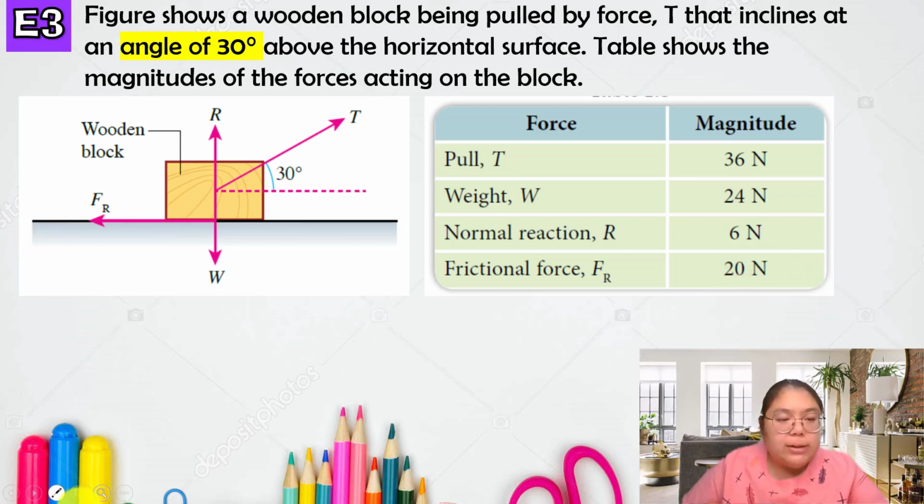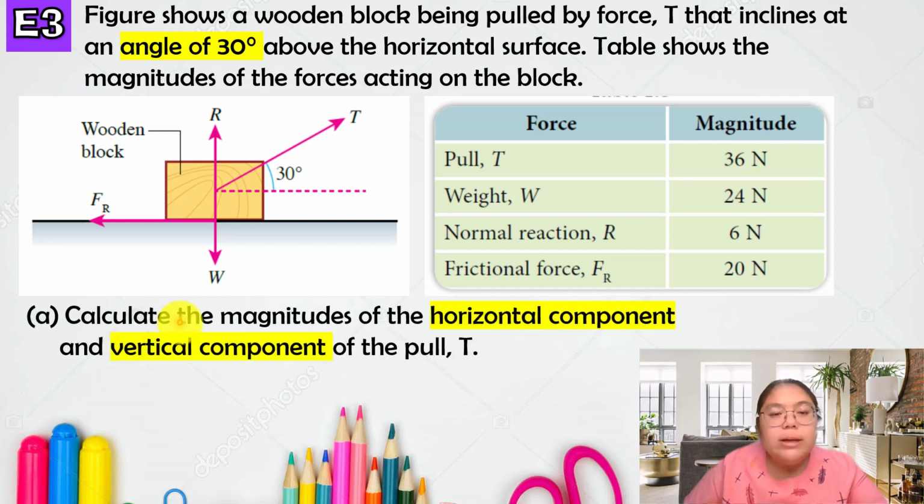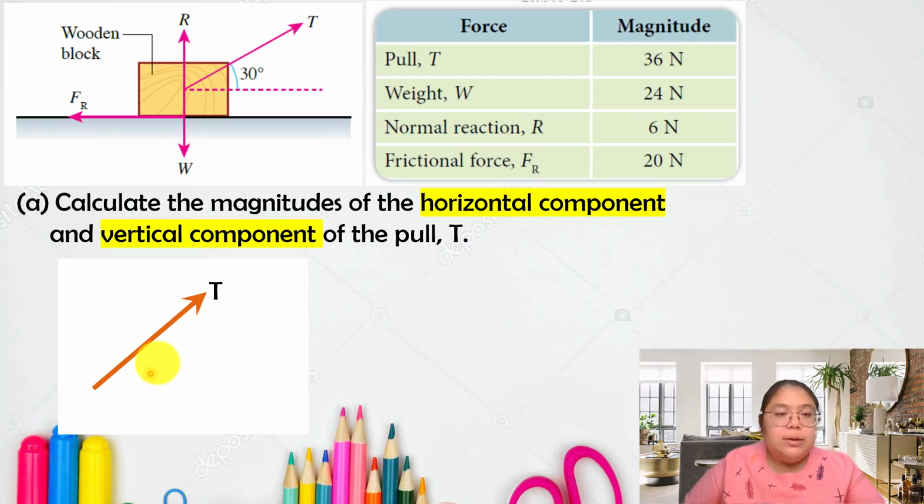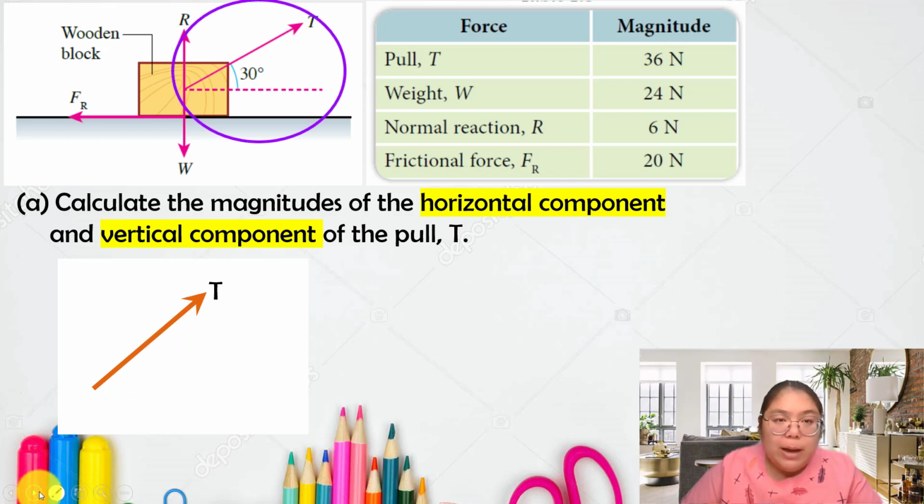Okay, so now the question is, calculate the magnitude of the horizontal component and also the vertical component of the pull T. That means the pulling T acts in two components, horizontal and vertical. So now you need to calculate. From here, we're going to show how to do this question. We show the drawing first, how the resolution of the Fx and Fy is produced.